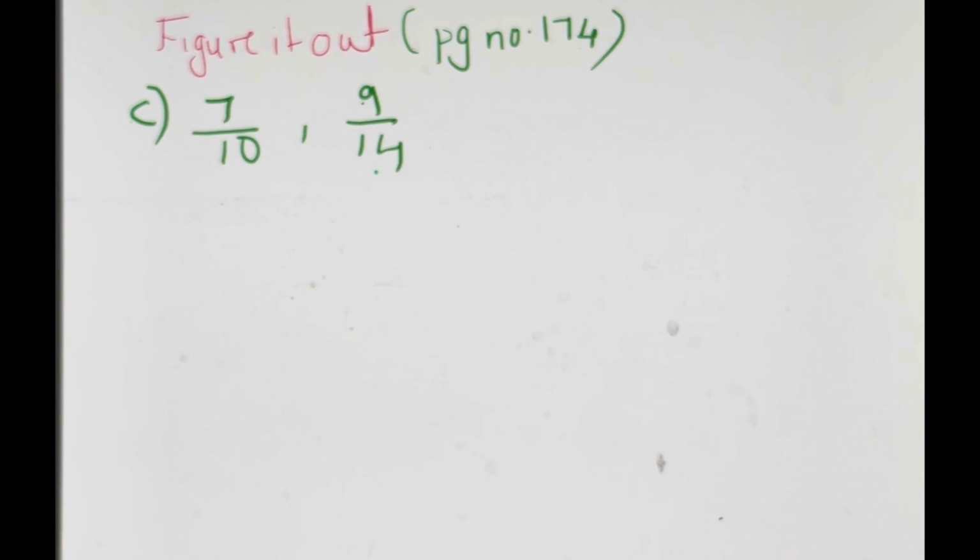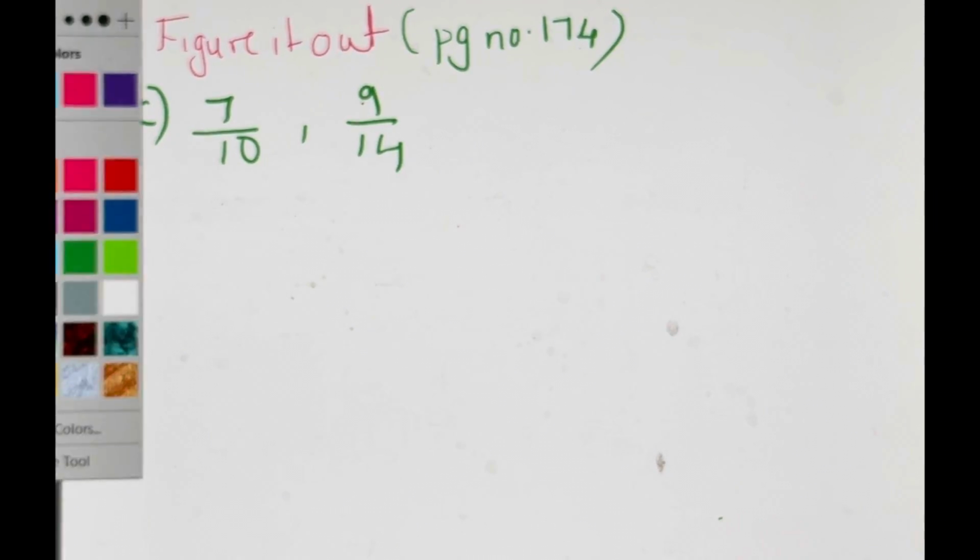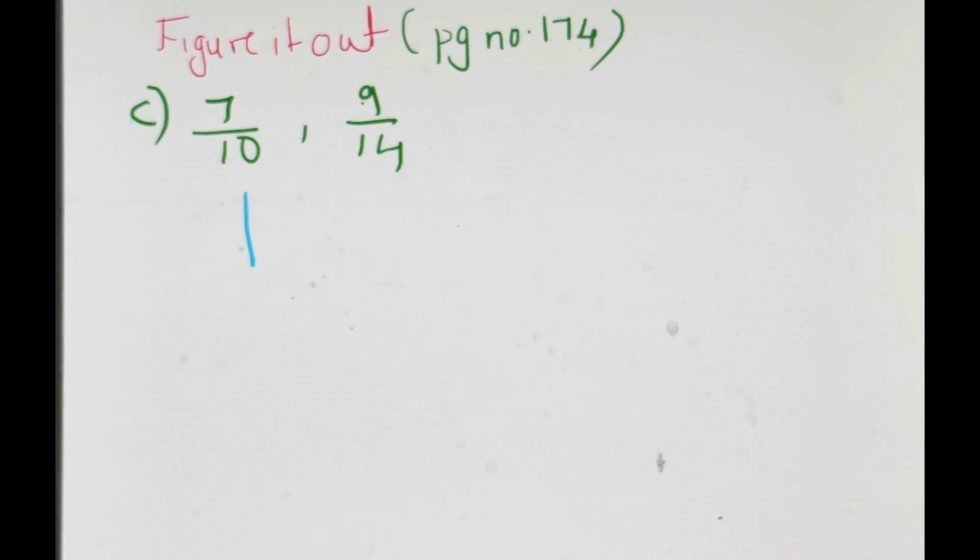Now the third question, C, is 7 upon 10 and 9 upon 14. If you look at the denominators, they are not co-primes. Here 2 is the common factor. So when they are not co-primes, you need to find out LCM. So 10 and 14. Always use prime numbers over here. We start with 2, both are even. 2 5s are 10, so write 5 over here, and 2 7s are 14, so write 7 over here.